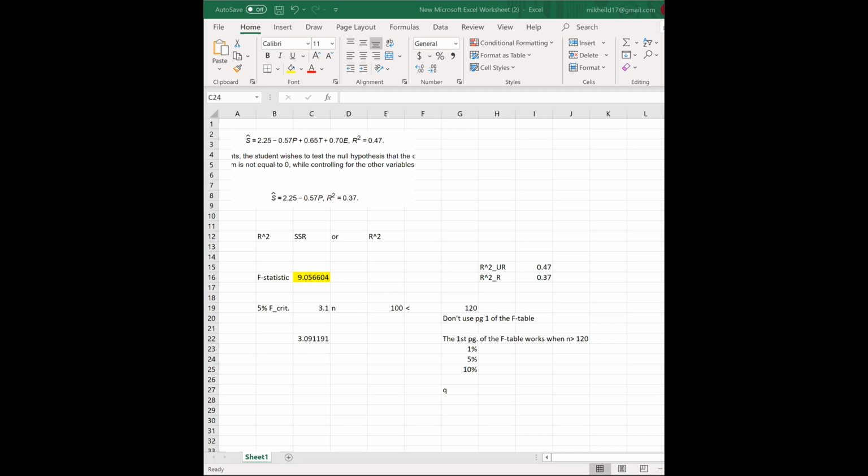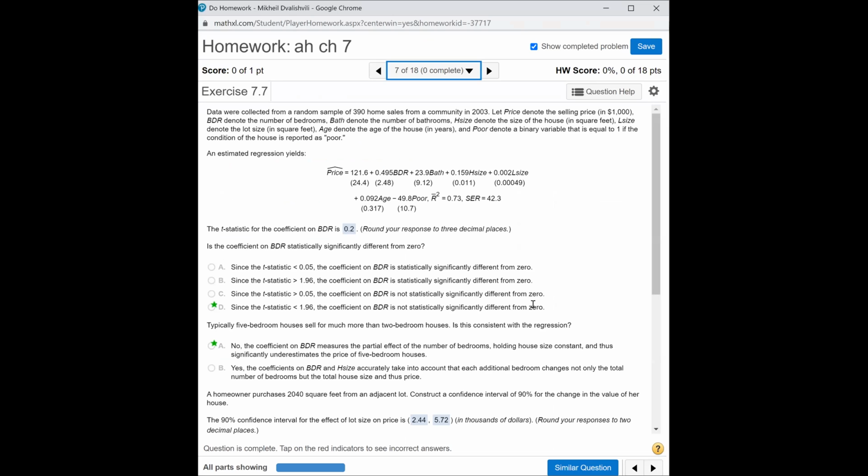The other ones I got right, but this one I didn't completely understand. Okay, so which one? Number 7. Yeah, I am there. Let me share the screen. This one. Yeah.